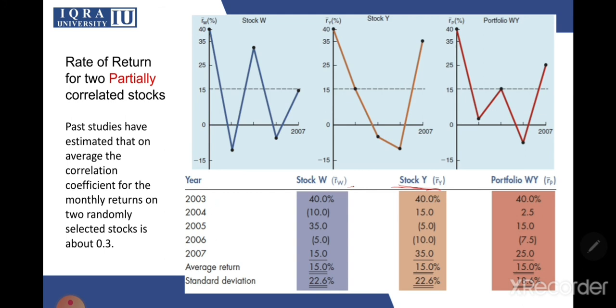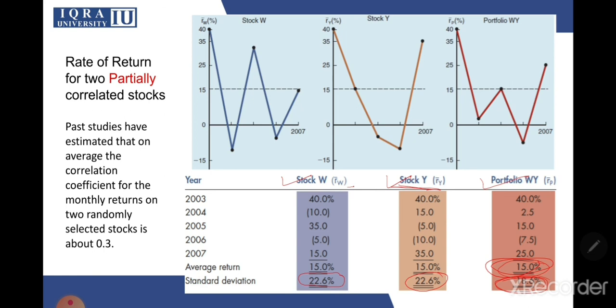So over here if you look at stock W, you can see that the standard deviation is 22.6, and if you see stock Y, it is still 22.6. So if you invest 50% in stock W and 50% in stock Y, you will get this portfolio, and over here the return is still 15%, but the standard deviation is 18.6%. So the standard deviation has reduced now. So you were able to reduce your risk, but you cannot eliminate it.